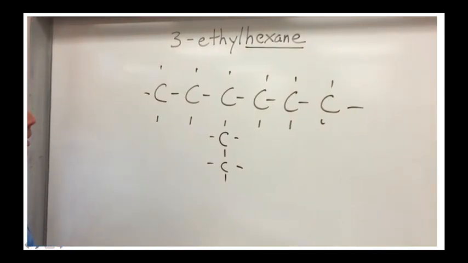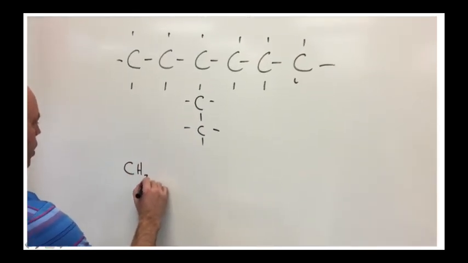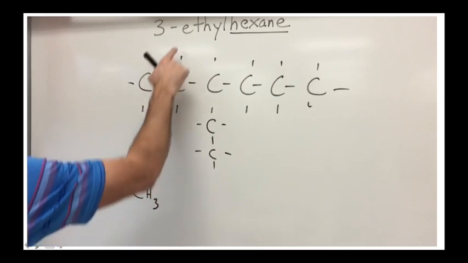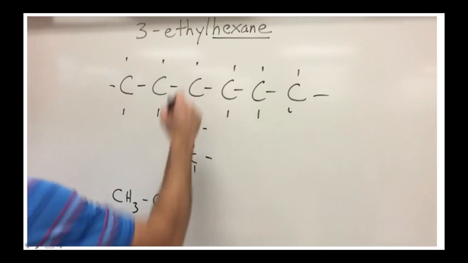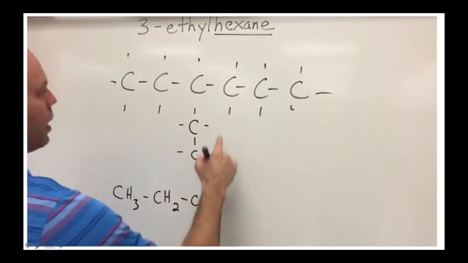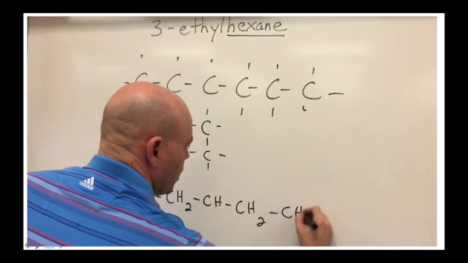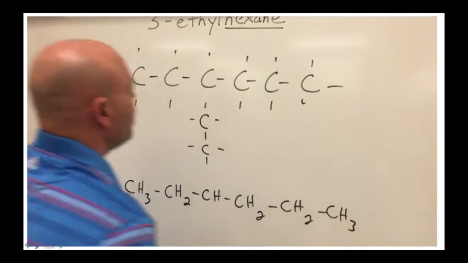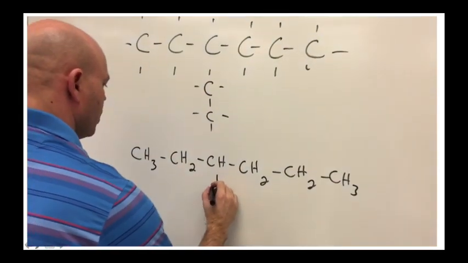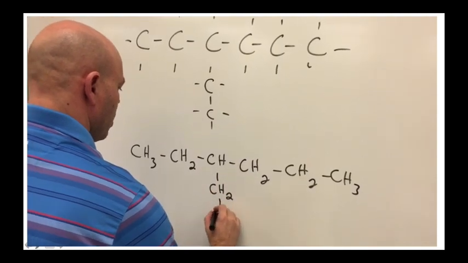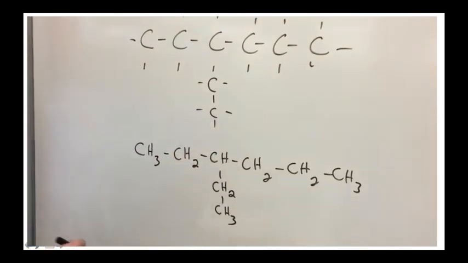Okay, and now I can do a condensed structural diagram, which is like this. CH3, C with 3 H's, then CH2, and then C with just 1 H, then CH2, CH2, CH3. CH2, CH3, and then coming off of carbon number 3, I have my ethyl, which is a CH2 and a CH3. 2 H's, 3 H's.